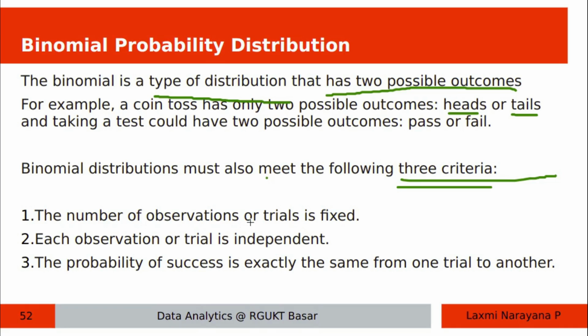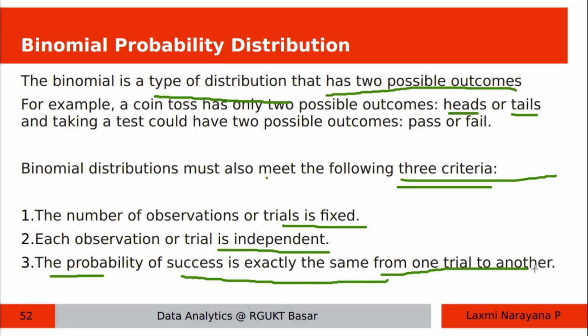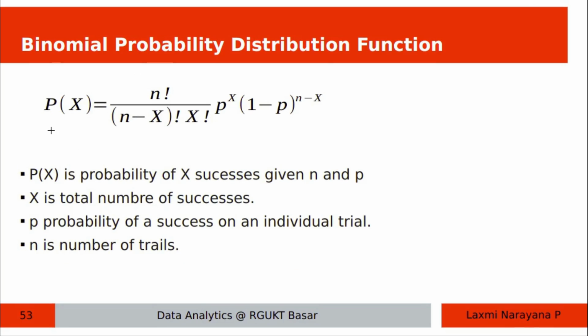The number of observations or trials is fixed. Each observation or trial is independent of others. The probability of success is exactly the same from one trial to another trial. This is the probability mass function for binomial distribution. Its random variable is discrete, so we can express it by using a probability mass function.